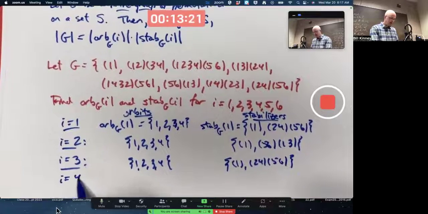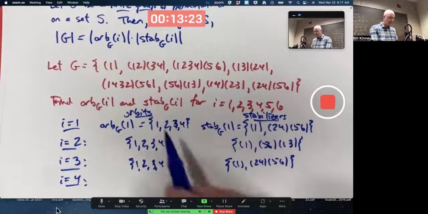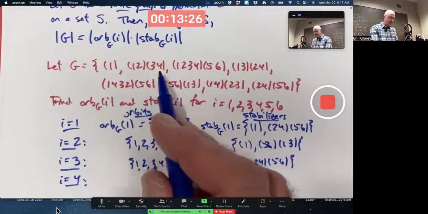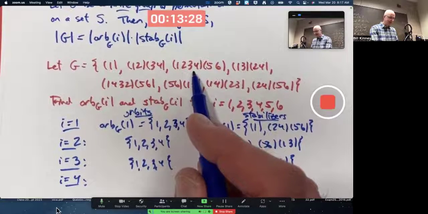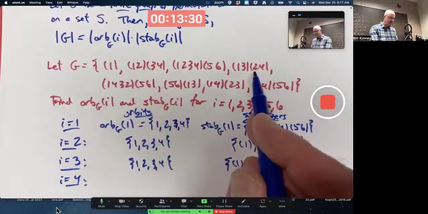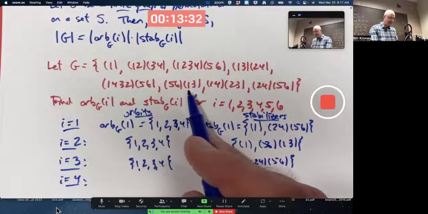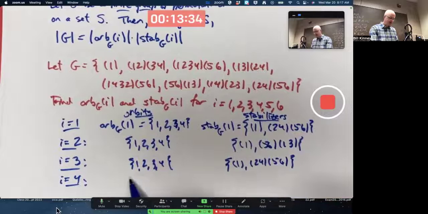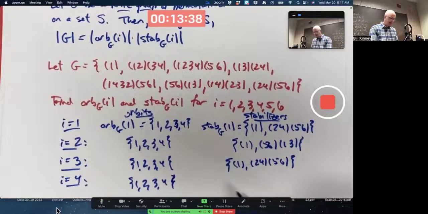I equals 4. Maps to itself, maps to 3, maps to 1. Looks like we're going to get the same orbit again. To 2, 3, to itself, 1, 2. Yes, same orbit as before. And the stabilizer is going to be the same as the stabilizer of 2.